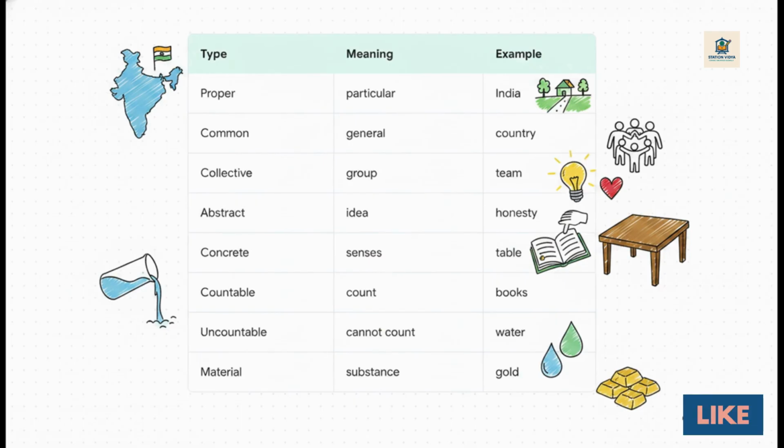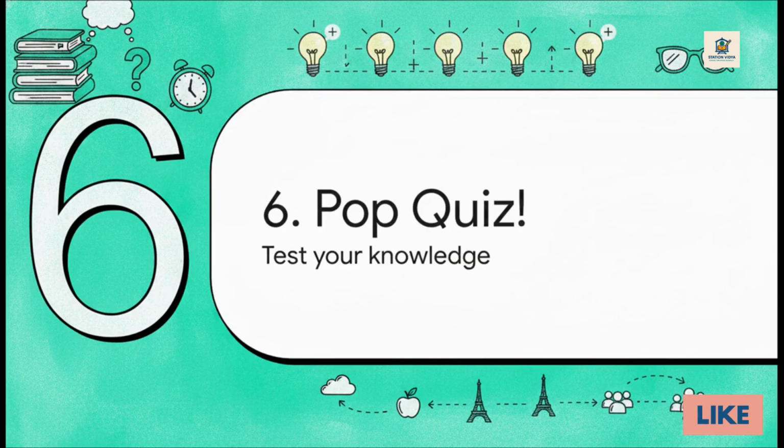Collective is a group, like a team. Abstract is an idea or feeling, like honesty. Concrete is something you sense, like a table. Countable means you can count it, like books. Uncountable means you can't count it individually, like water. And material is a substance like gold. You've totally got this.